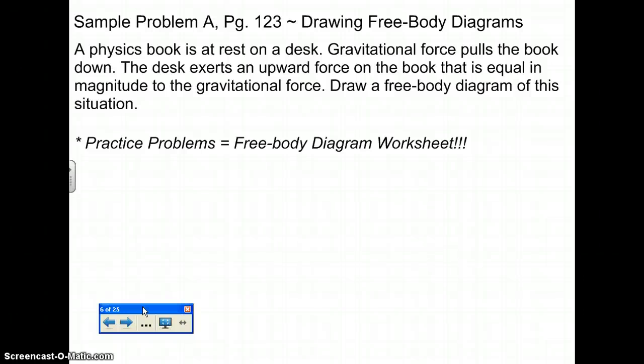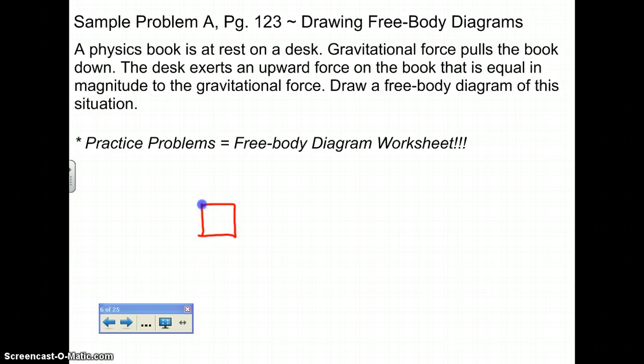So technically there's no givens on this one, right? It's just telling you that you have an F of N and an F of G. So my first question to you is, how are objects drawn on a free body diagram? Regardless if it's a car, a bucket, a person, whatever, a physics textbook, everything is going to be drawn as a box. Okay, so there's our physics textbook.